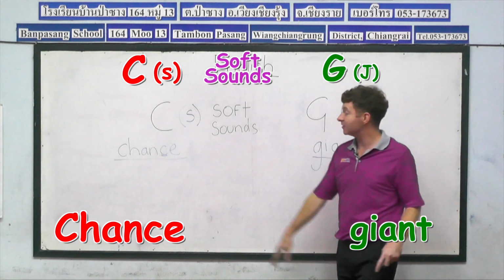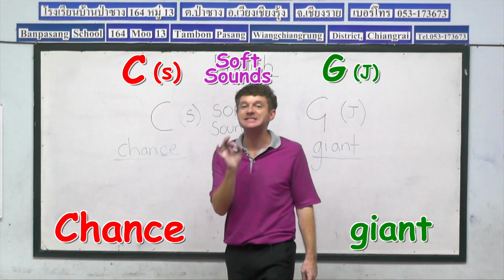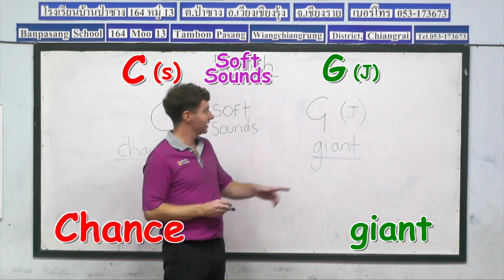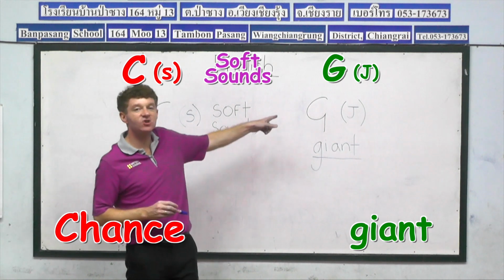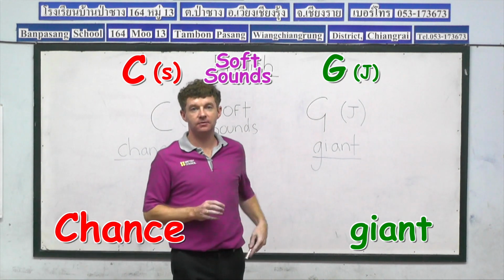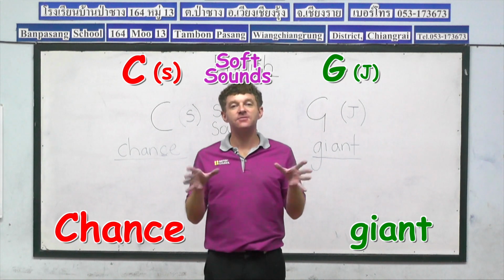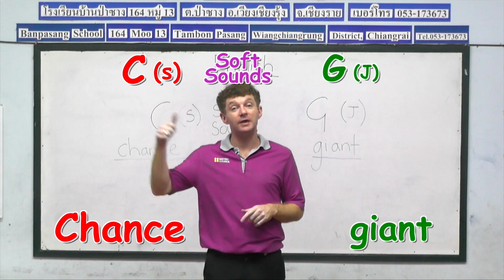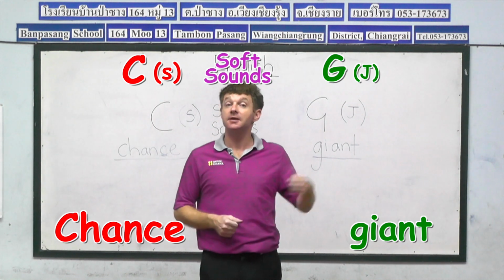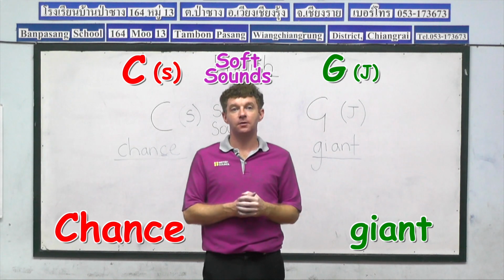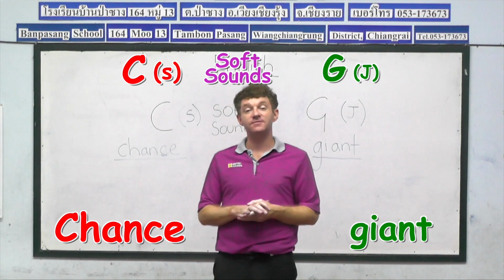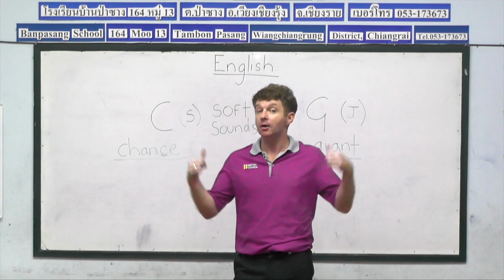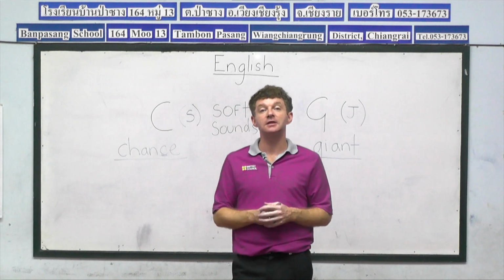So one more time, guys. Chance. C. Soft sound, letter S. Giant. G. Soft sound, letter J. And in today's lesson, we'll be looking at words that contain both of these soft sounds. So we have C, pronounced as S, and we have G, pronounced as J. What we've got now is a PowerPoint presentation for our students to observe and listen to, and also practice speaking of some of the words that we've got, introducing these soft sounds.